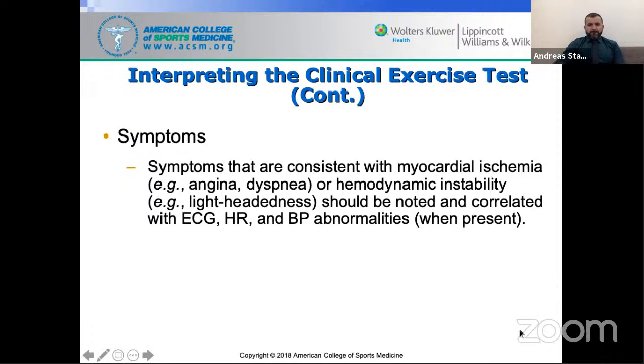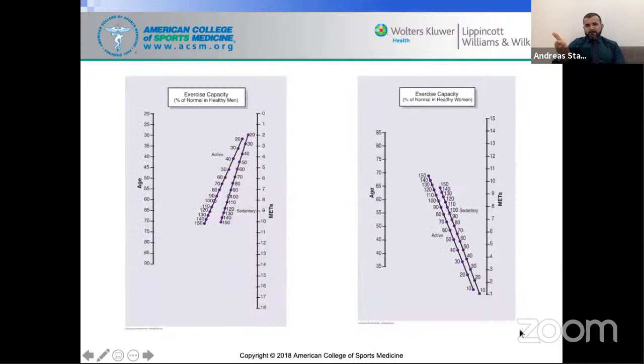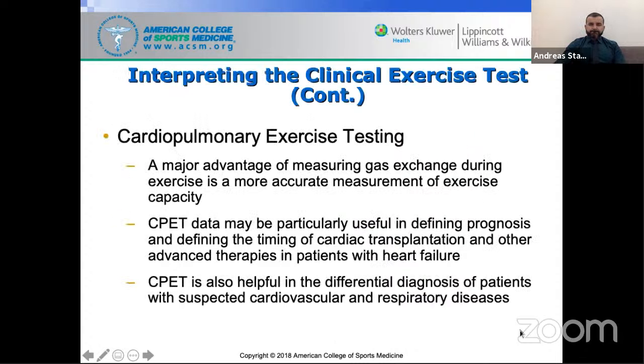Okay, any symptoms should be noted, of course. Exercise capacity is another thing. And of course, the more capacity you have, the higher the level of your cardiorespiratory fitness. So if you can do more METs, that's better. If you can do fewer METs, that's not a good indication. This is a prediction of peak VO2 based on sex as well, and age. It's a lot of information. I don't want to confuse you here.